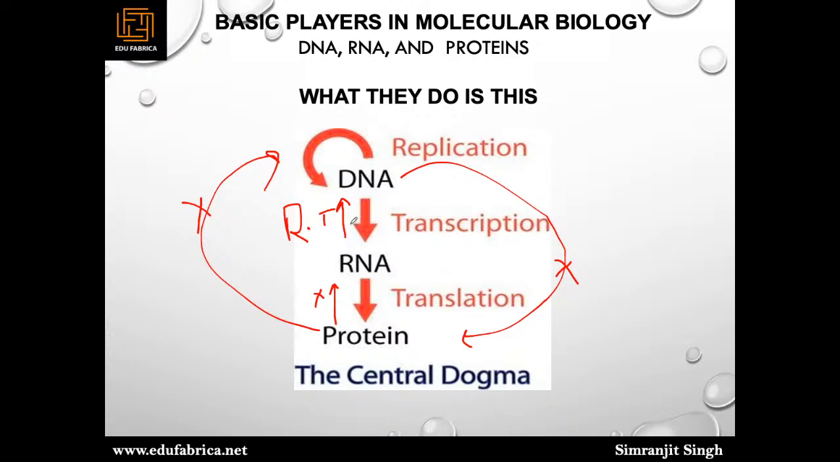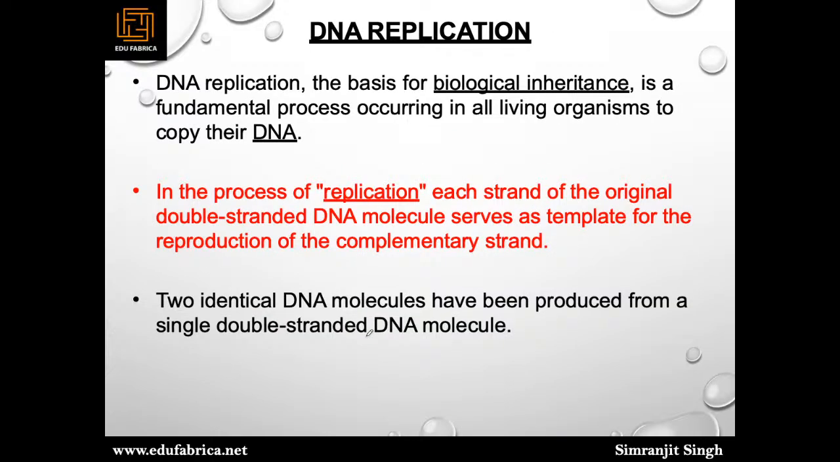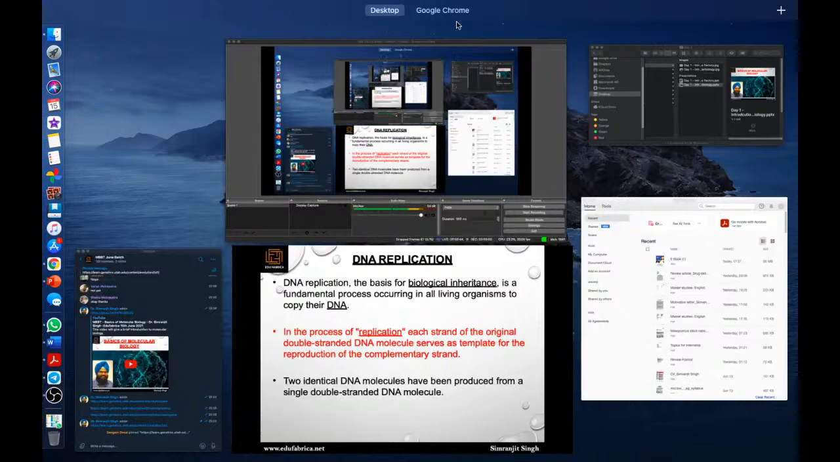But in the exceptional cases, DNA could replicate itself, RNA could go back through reverse transcription, and then from RNA your protein could also be produced. Now comes the DNA replication.